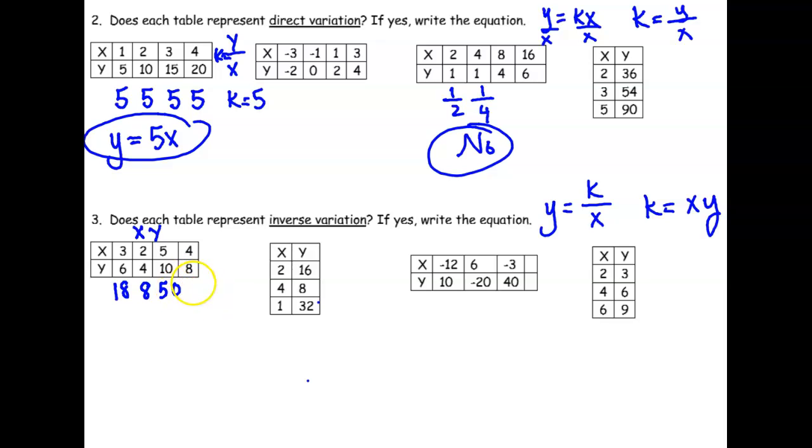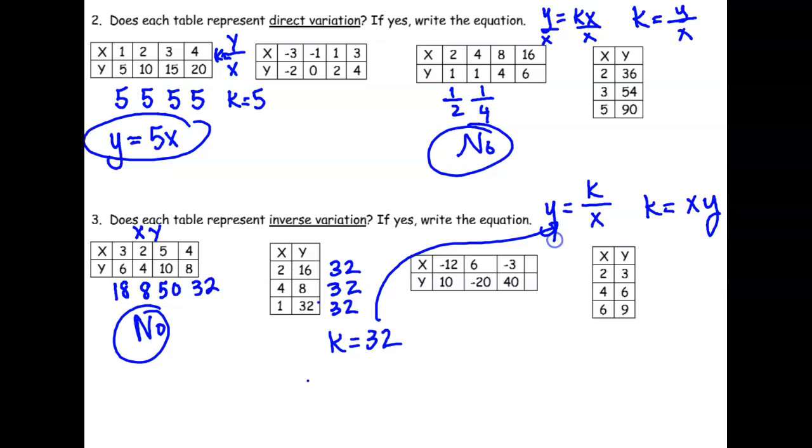Nope, I don't even have to. So in 32. So this one's definitely not an inverse because they're all different, okay? I could have stopped after the second one. But if I multiply the second one, we've got 2 times 16, we've got 32. 4 times 8 is 32, and 1 times 32 is 32. So I know my constant is 32, and I can use that constant and put it into the equation right here. So my y would be equal to 32 divided by x. There's my equation. Remember, your equation always starts with y equals. Okay, so that's that section.